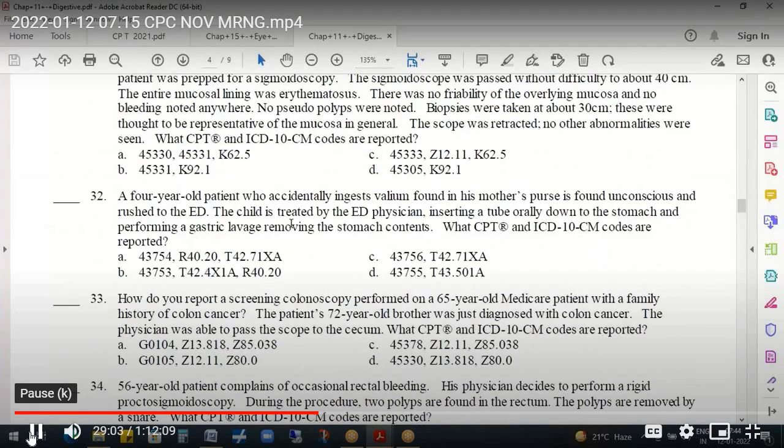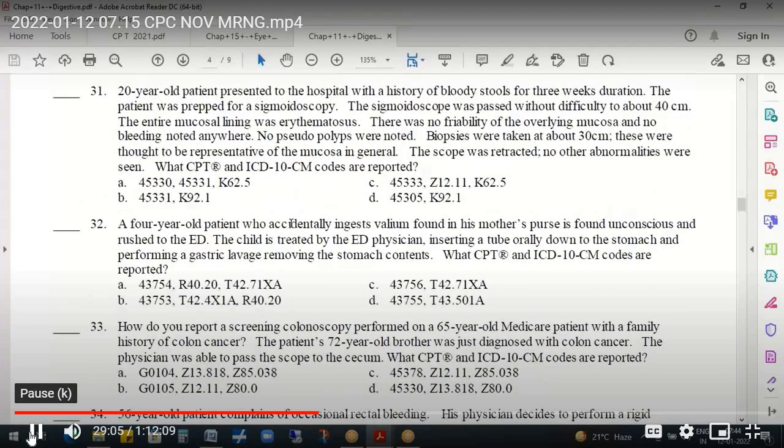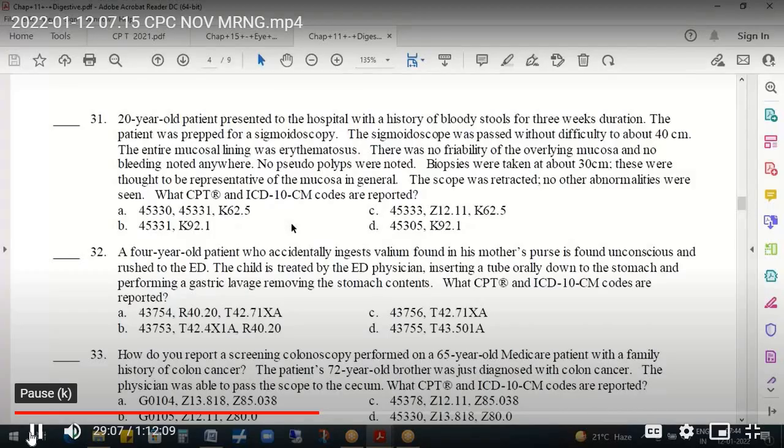See question number 31. Try to do that question. First read the rules and then do the question.